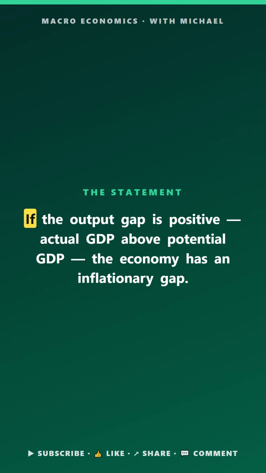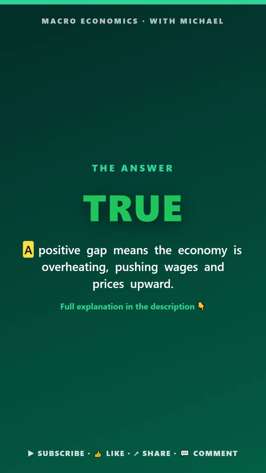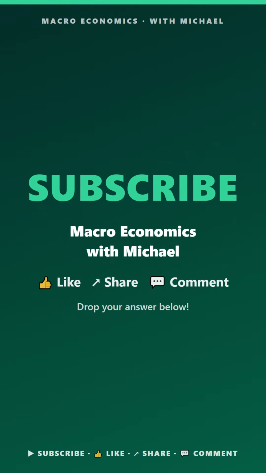True, false, or uncertain. If the output gap is positive, actual GDP above potential GDP, the economy has an inflationary gap. The answer is true. A positive gap means the economy is overheating, pushing wages and prices upward.